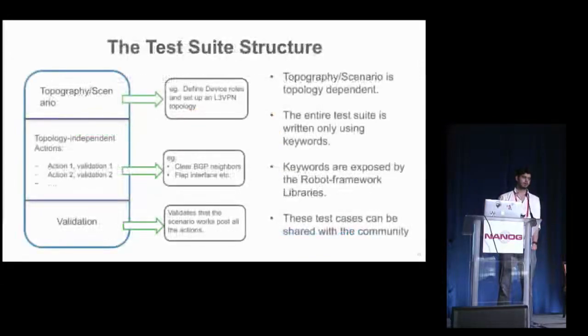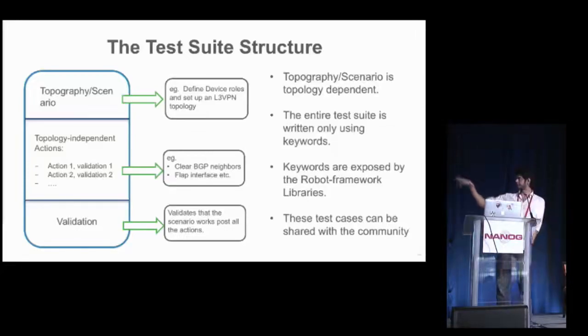So having understood that, this is how we decided a test suite structure should look. This, by the way, mirrors what I was mentioning earlier, which is you need to have topology scenarios, which are based on a given topology that you're running on. You have topology-independent actions, and then you have validations of the entire scenario. You may even have validations per topology-independent action as part of the system.